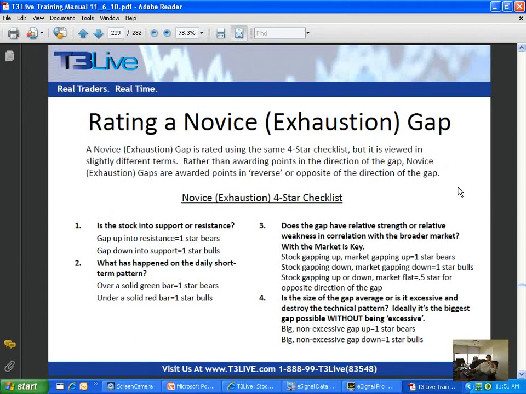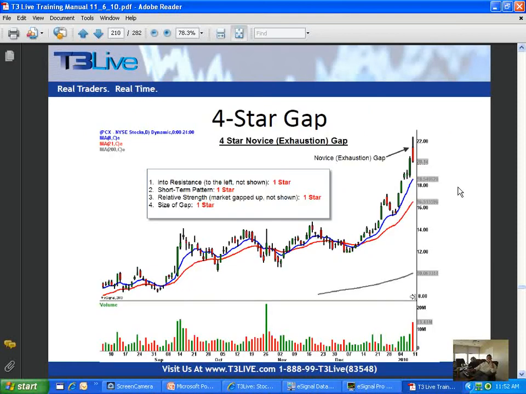That's right. Novice exhaustion 4-star checklist. Again, this is what we just went over, so you can read over this or mark it off, as it is a good reference point when you are looking at gaps pre-market. Okay. So a 4-star gap, a 4-star novice or exhaustion gap. And again, if you can't remember what an exhaustion gap is, just go back a couple of slides and take a quick look. An exhaustion gap is a gap where the stock has had a multi-bar directional move that becomes very far extended off the MAs.